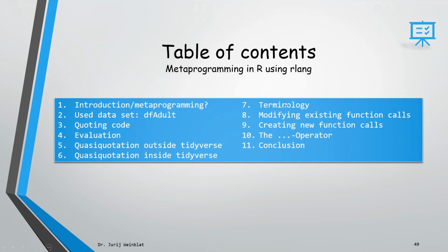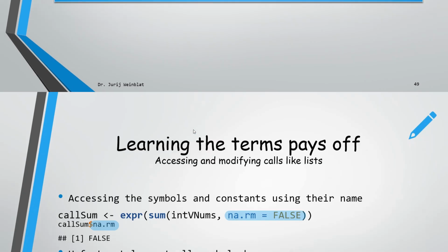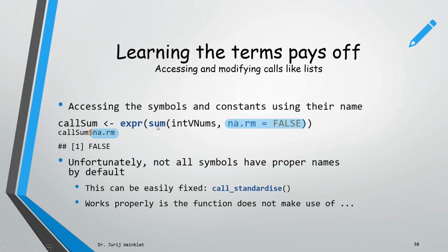In the previous chapter of this rlang metaprogramming tutorial, we had a look at terminology, and now in this chapter you will see why it is important to know this terminology in order to modify existing function calls. Let's have a look. Let's start.